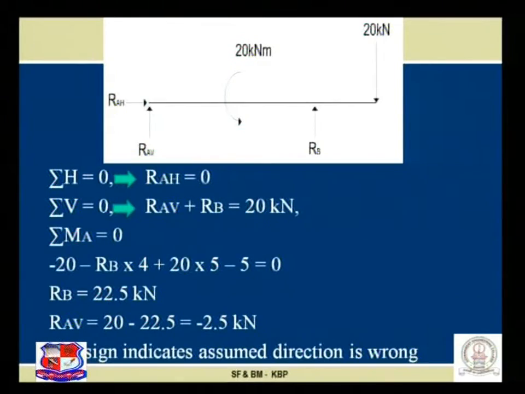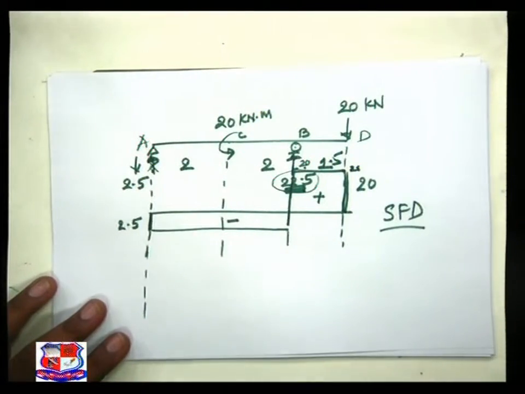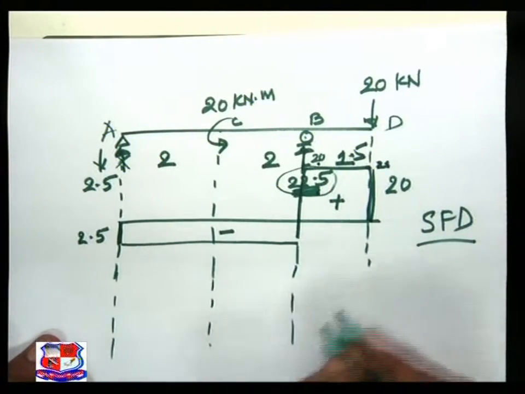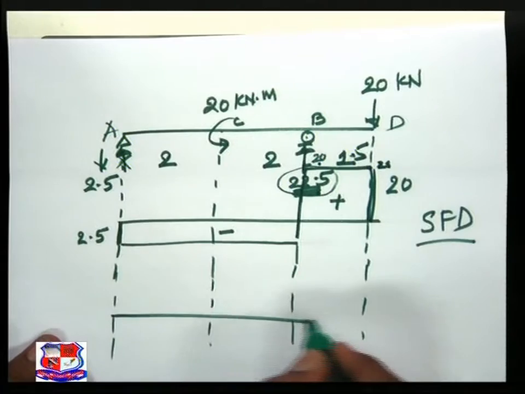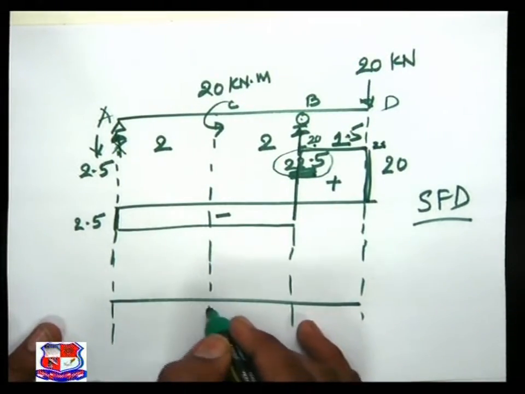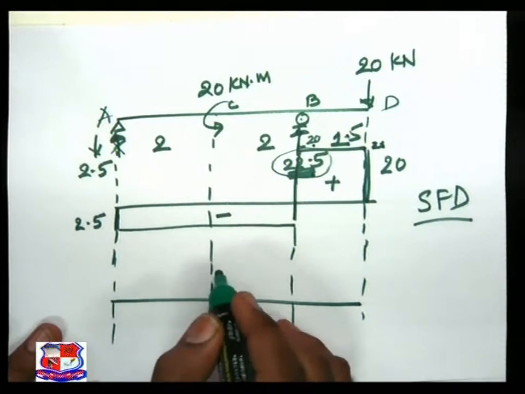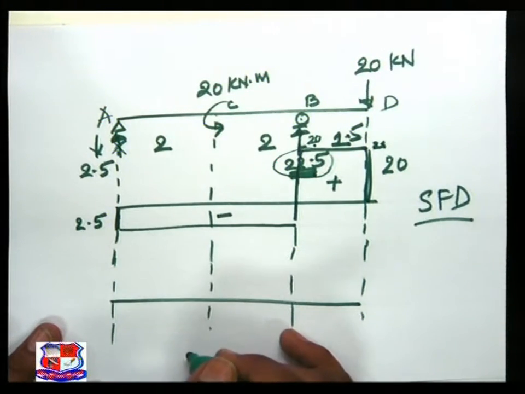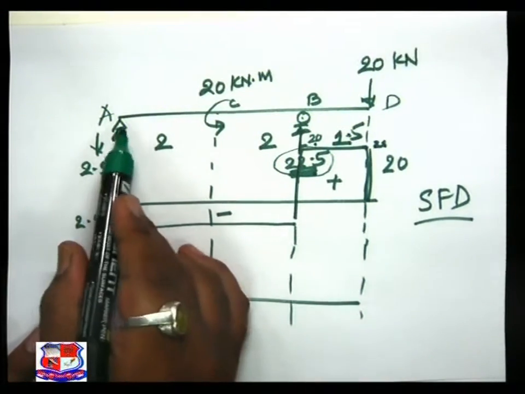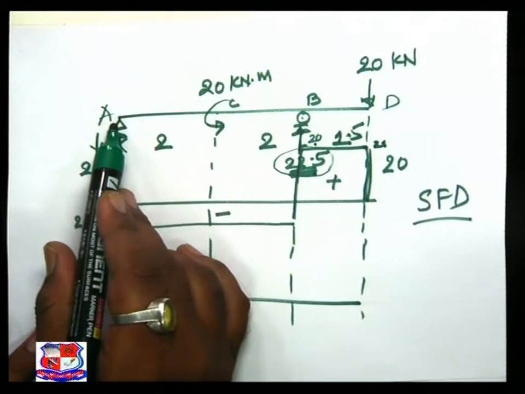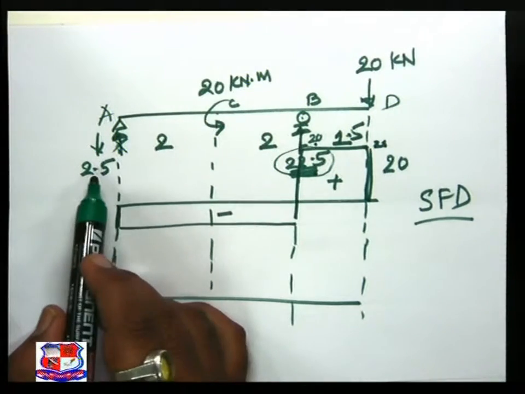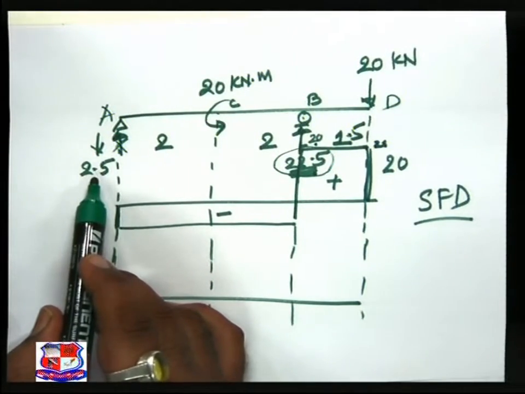Please on the tabletop. This is my baseline. All the positive values are drawn above the baseline. All the negative values are drawn below the baseline. Now first, at A point support itself is 0. So bending moment at A point is 0, because load multiplied by perpendicular distance is 0.